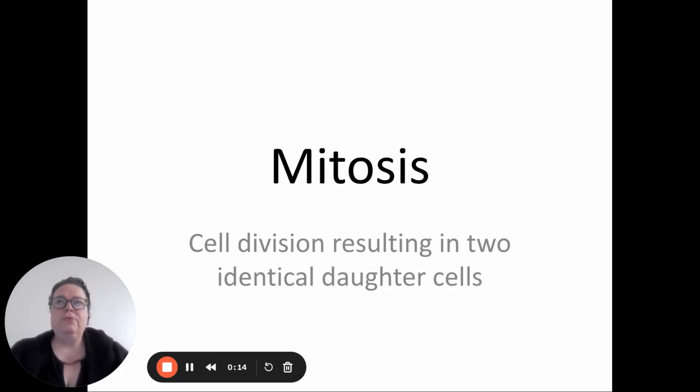So in case you're not sure about mitosis and what it is, I put a definition here to start with. Cell division resulting in two identical daughter cells. Now what that means is one cell is splitting into two identical cells. And the reason we need to do this is for growth and repair. And we'll be looking at that in a little bit more detail later in the video.